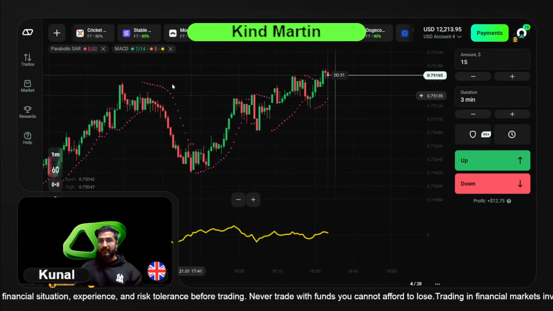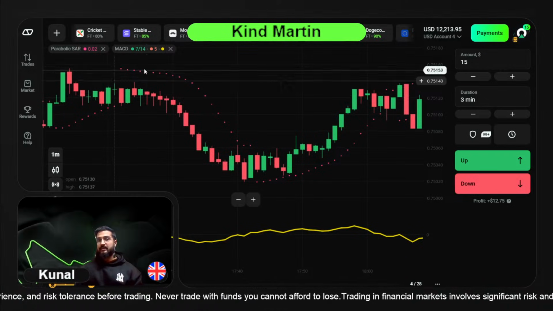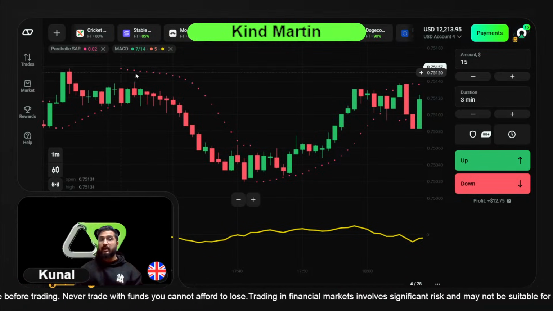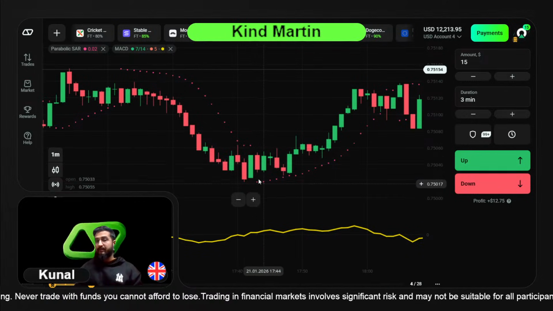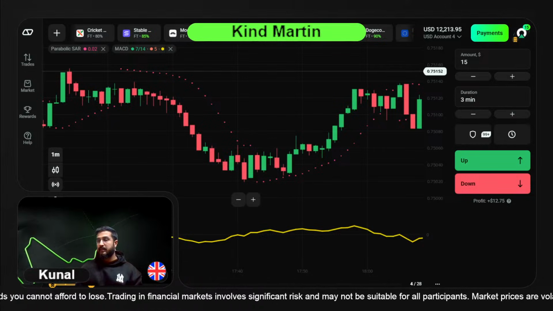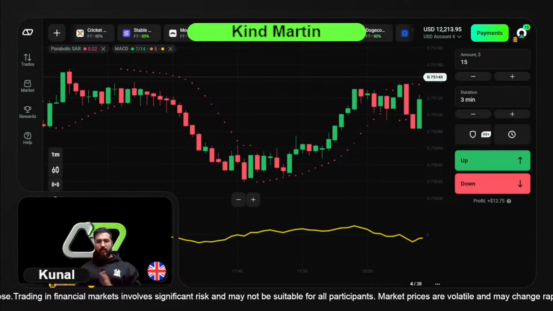To understand how they give you information: if these parabolics appear on the upper side of the chart, they indicate that the market can move downward, and if they are below the chart, they indicate that the market can move in the upward direction. Very easy to understand. It's not complicated at all.